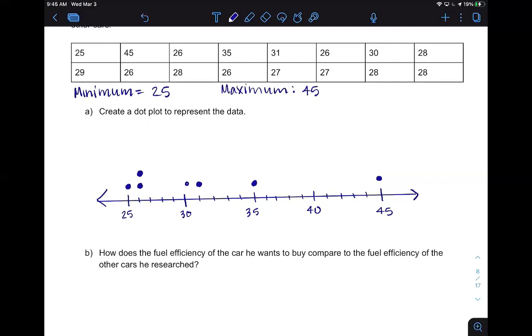30. 28. 29. Another one on 26. Another one on 28. Another one on 26. 27. A second one on 27. And then 2 more on 28.